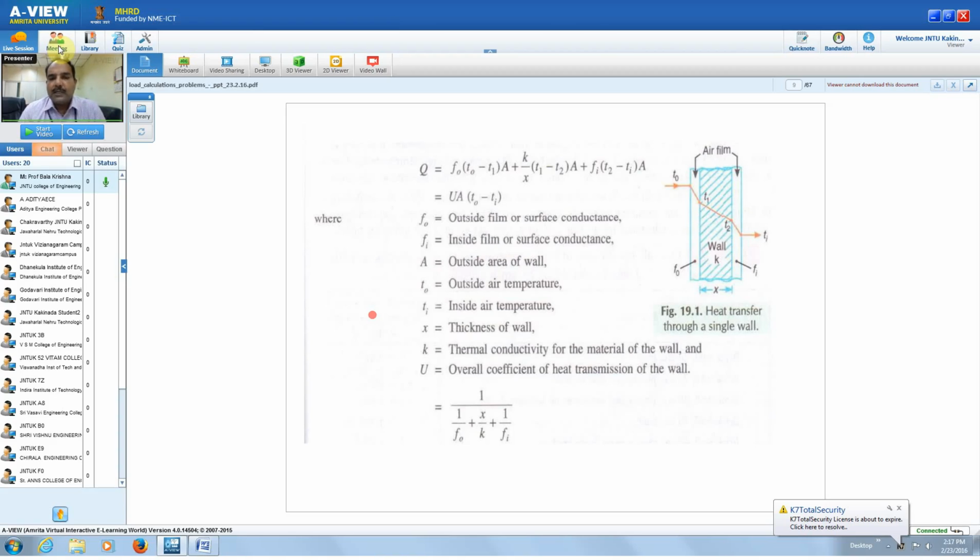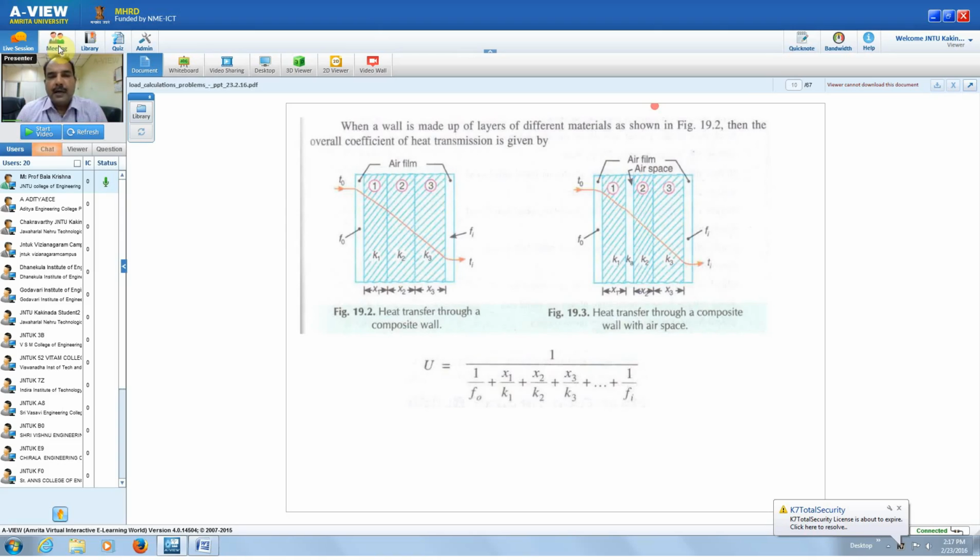That is the thermal conductivity. Therefore, the U, that is the overall heat transfer coefficient of the wall, is 1 by F naught plus X by thermal conductivity plus 1 by Fi. With this, you can calculate the heat transfer.